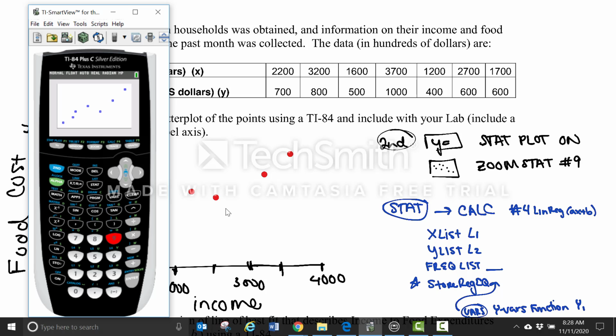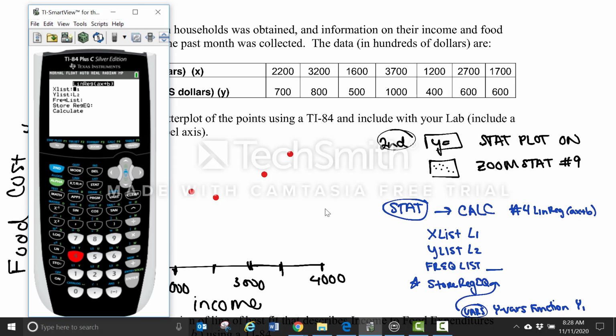All right, so now that we've done that, now we want to get the perfect line of best fit. So you may just have to follow along and write this down. We are going to do stat, push over to calculate, and then we're going to go to number 4, which is linear regression. Okay, our x data was in list 1, our y data was in list 2. You can stop right there if you want.